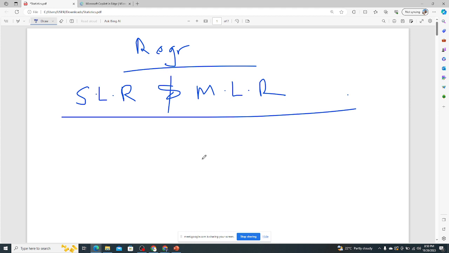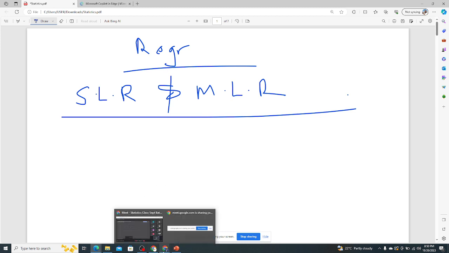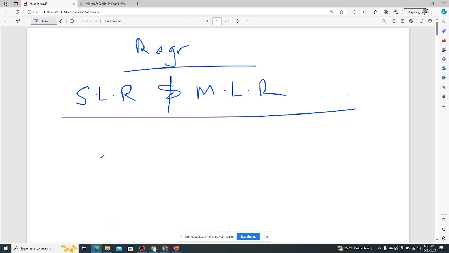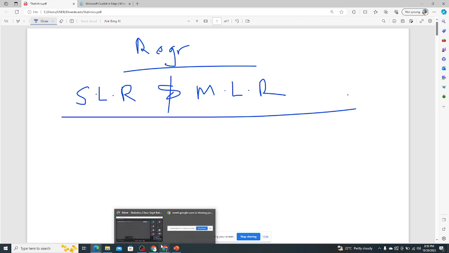So basically, what is regression? And how do we do regression? Let me start with a very basic model. Can someone remind me of the equation of a straight line? I know this is something we learned back in high school.